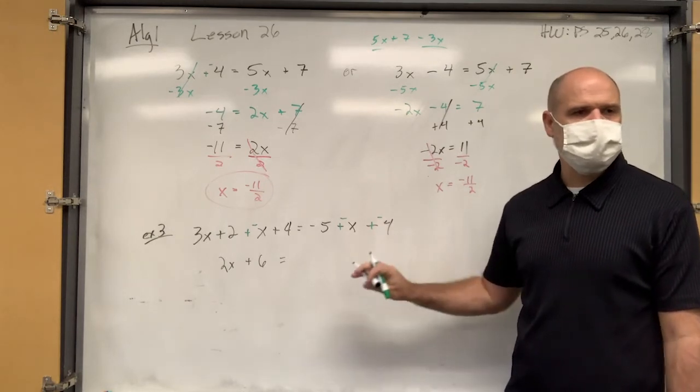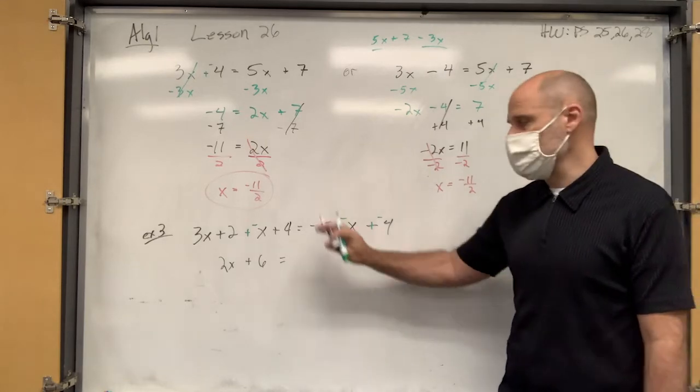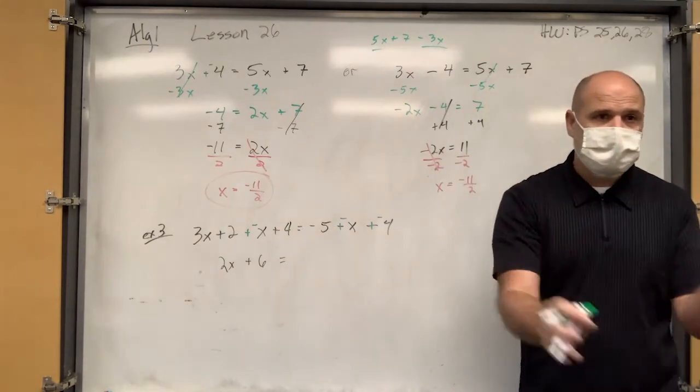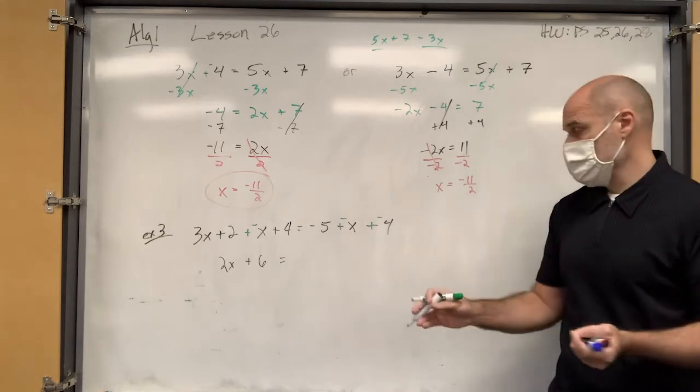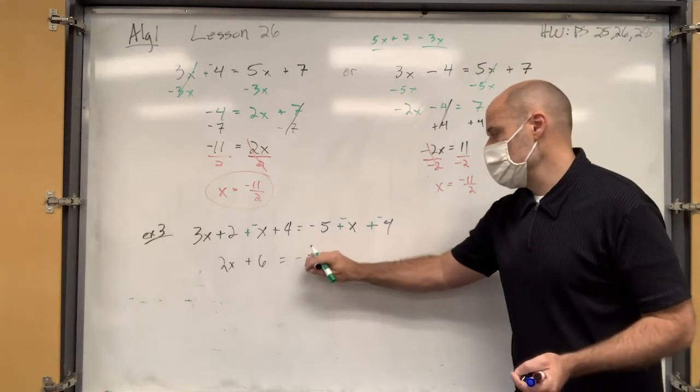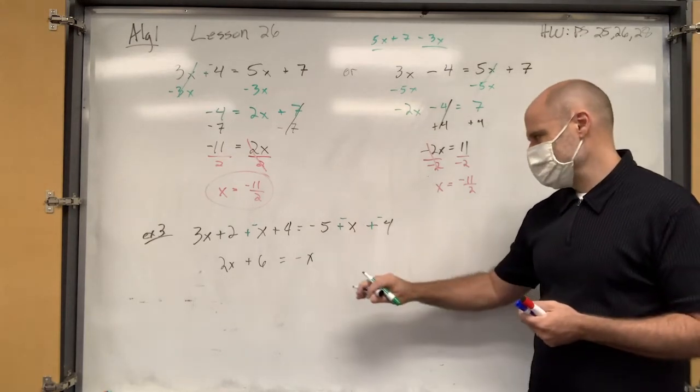Does the x change at all? Nope, because there's no other x's on the right side. We haven't started going multiple sides yet. We're just cleaning up each side separately. So that's negative x, and then what are the constants combined to? Negative, positive, no.